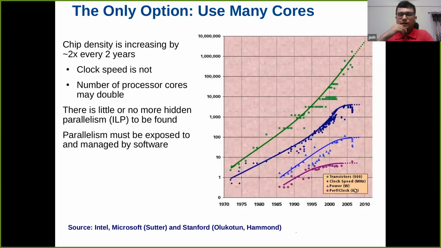So ILP is like, let's say you have a code. There are multiple instructions in your code. Let's say I1, I2, I3.